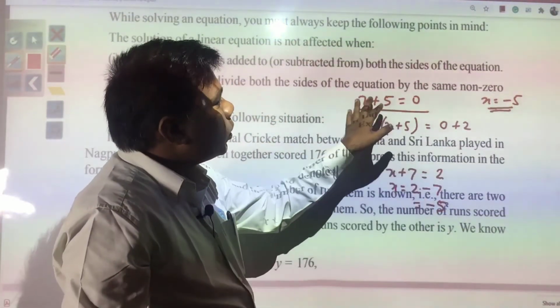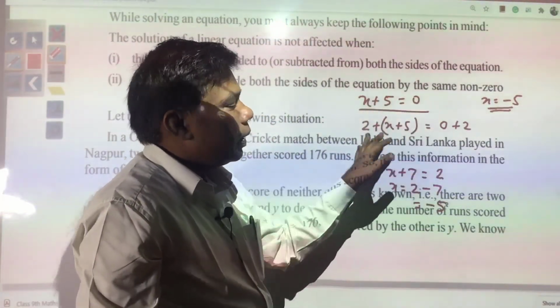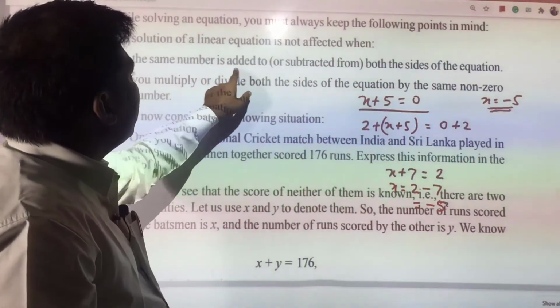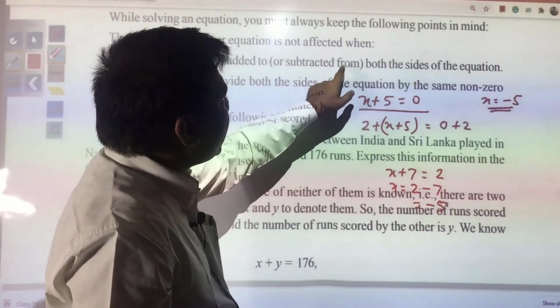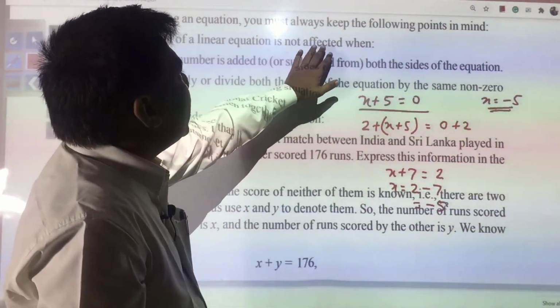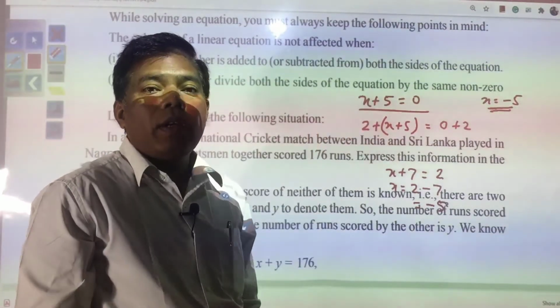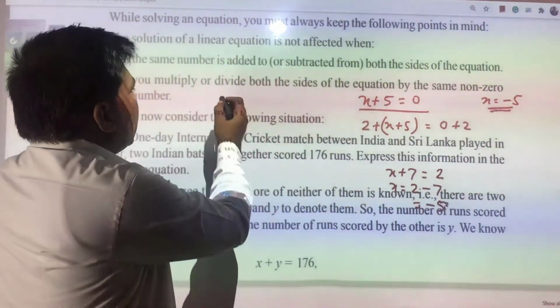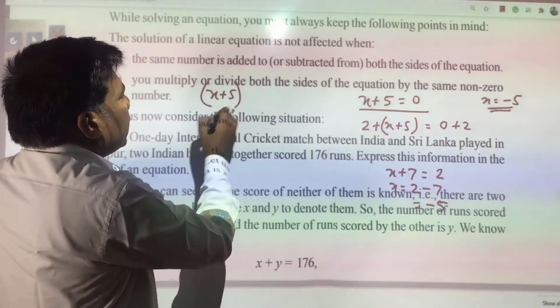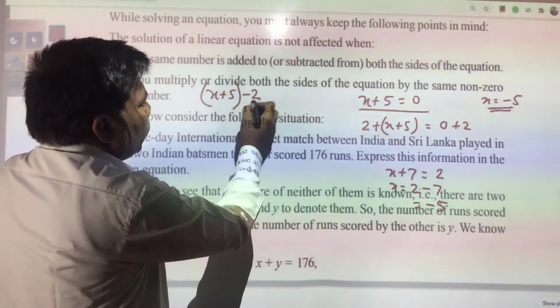It means that if any number is added to both sides, the value will not change. If the same number is added to or subtracted from both sides of the equation, the equation will not be affected. You can see it by subtraction also: suppose x plus 5, and on this side you have subtracted 2.